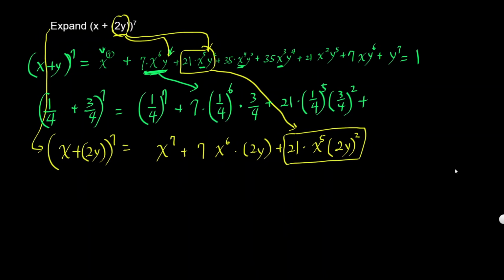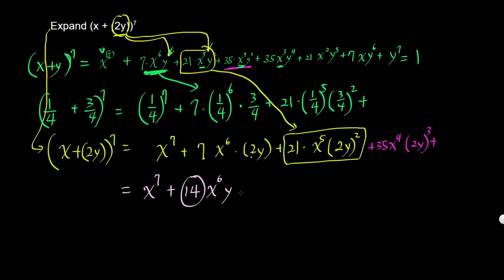And then let me color code this. I'll use the purple color here. That's plus 35 x to the 4th, instead of y, it's 2y to the 3rd power, and so on and so forth. Okay, so let's simplify it. Let's see how this changes now. X to the 7th stays as x to the 7th, plus now 2 can be multiplied by 7, so it's going to be 14 x to the 6th y. See how the coefficient changes because of that 2?